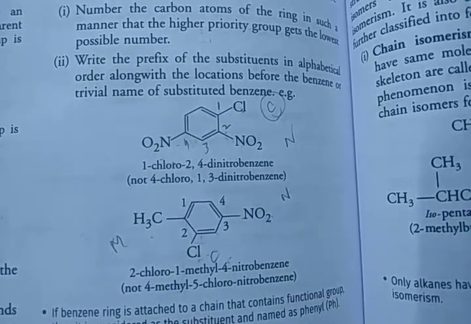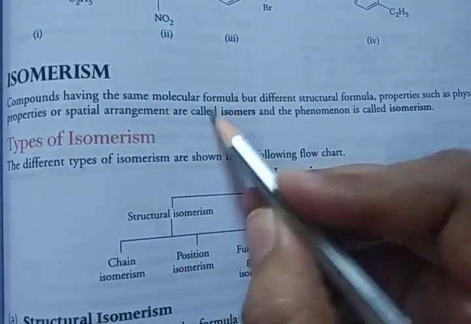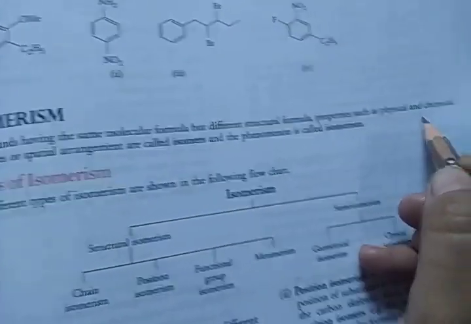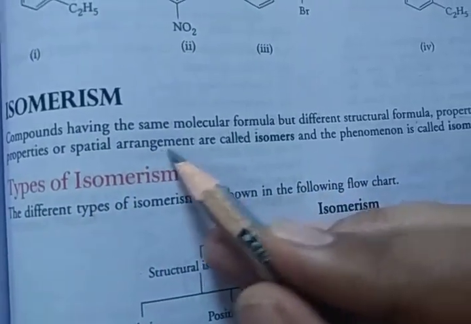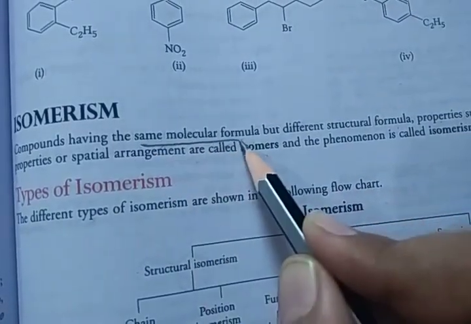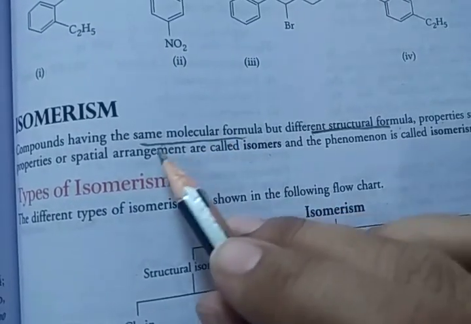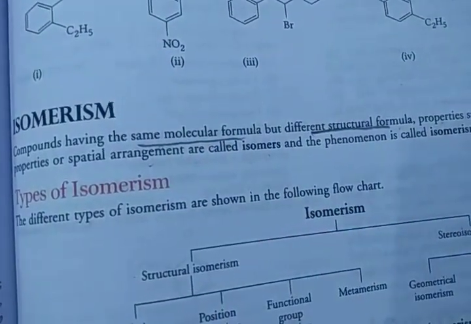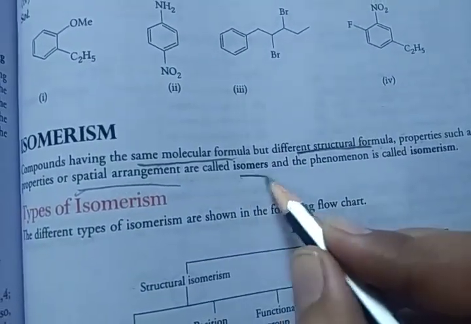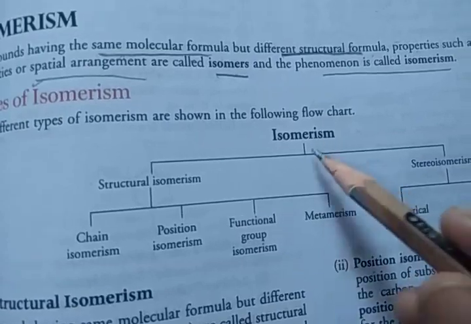The next topic is isomerism. Compounds having the same molecular formula but different structural formula, with different physical and chemical properties or spatial arrangement, are called isomers. In a simple way, the molecular formulas are the same but the structures are different, according to the spatial arrangement. Okay, clear? So they are called isomers and the phenomenon is called isomerism. That is clear?